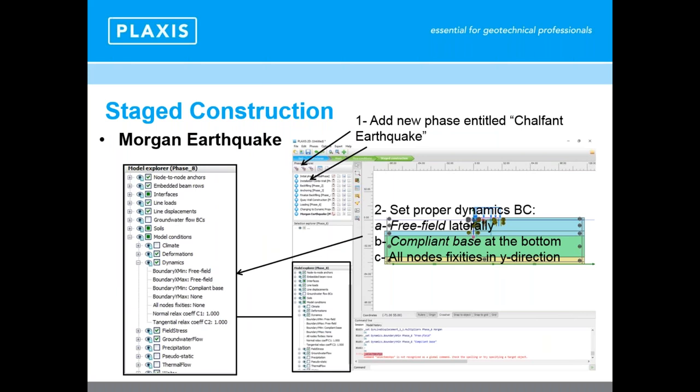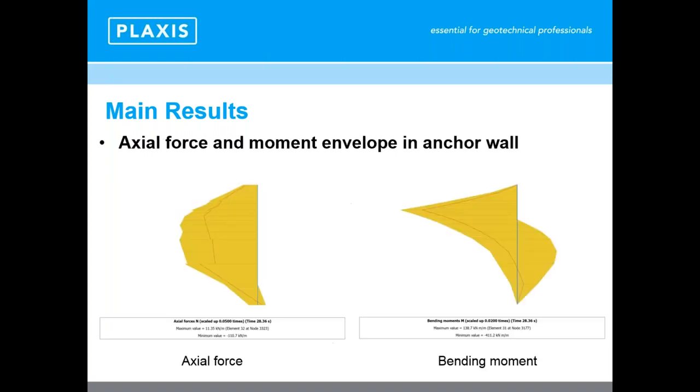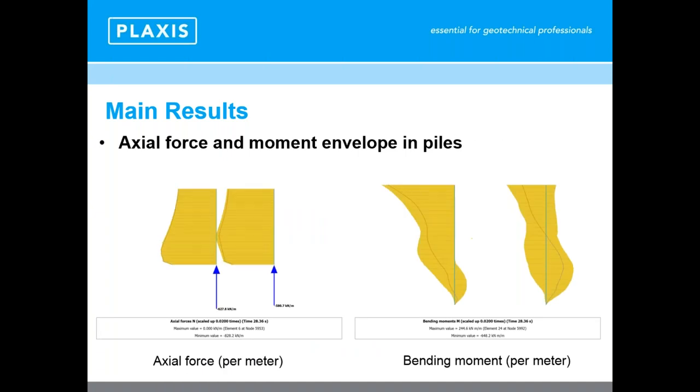The choice of the boundary condition will also be discussed, and the use of lateral free field boundary and compliant base will be explained. The exercise will finally be focusing on presenting the most relevant results, such as peak ground acceleration and forces in structural elements.